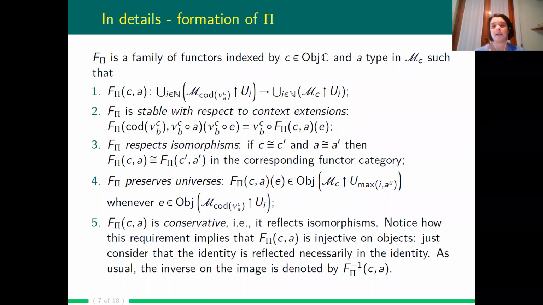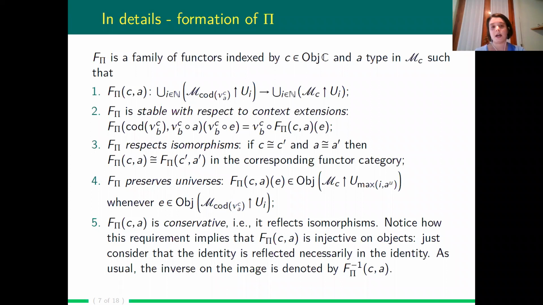And at the end, we want F_pi to be conservative. Actually, what we needed to interpret the elimination rule was the injectivity of pi, but we required the conservativity because it's a nicer categorical property.